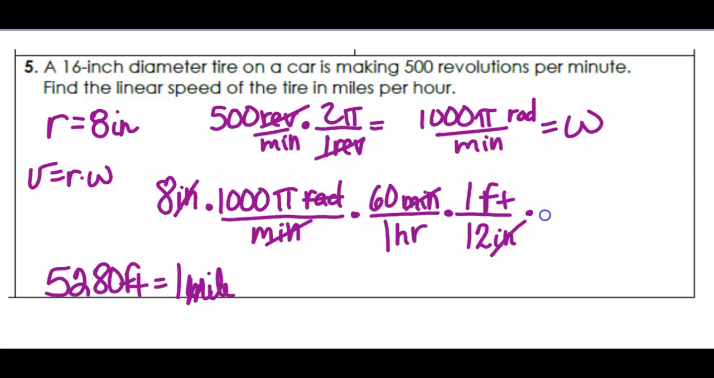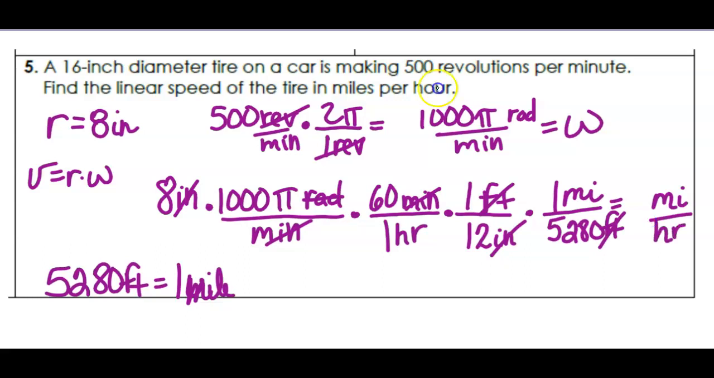So I need feet to cancel. So I'm going to put 5,280 feet is 1 mile. I need feet on the bottom so that this will divide out. And the label I'm left with are miles on the top. And the label on the bottom is hours. All right, so now we got to deal with all these numbers. So I have 8 times 1,000 pi times 60 times 1 times 1 all the way across the top there.